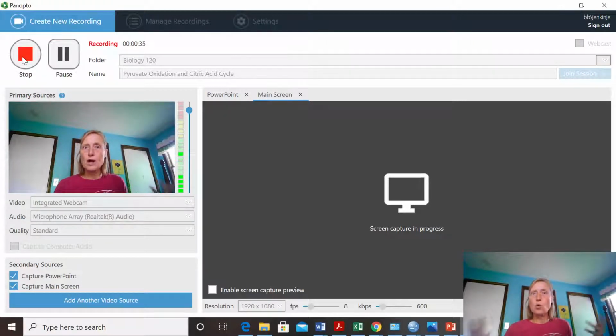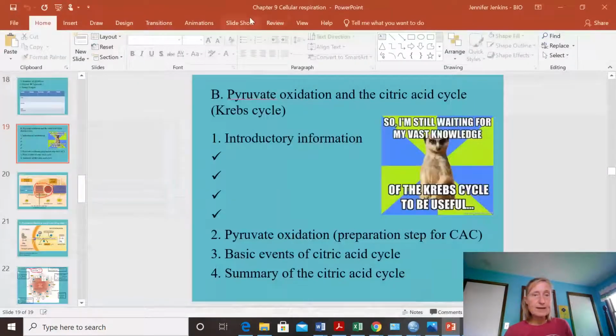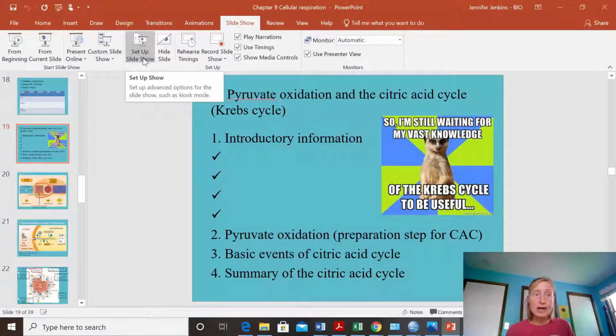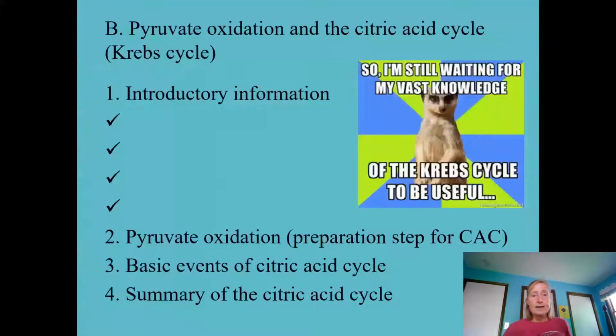Now we have to find out what happens to these pyruvate molecules as they move through the rest of aerobic cellular respiration. So I'm going to go back to our PowerPoint slides and we'll start on slide 19. That's how far we've covered for this chapter. So here we are at pyruvate oxidation and the citric acid cycle, or sometimes called the Krebs cycle. I love the little meme that I found online.